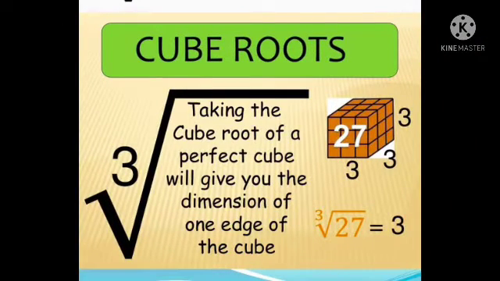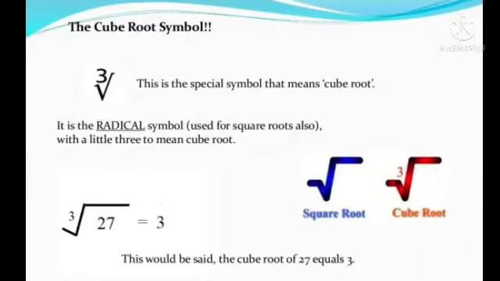Cube roots. Taking the cube root of a perfect cube will give you the dimension of one edge of the cube. The cube root symbol. This is the special symbol that means cube root. It is the radical symbol, used for square roots also, but with the little 3 to mean the cube root. Here is an example. This would be said as the cube root of 27 equals 3.